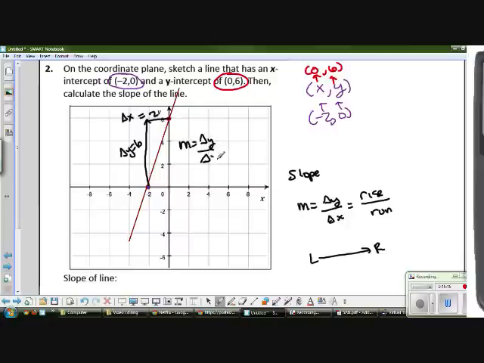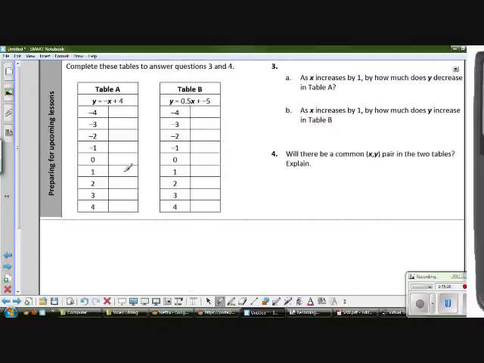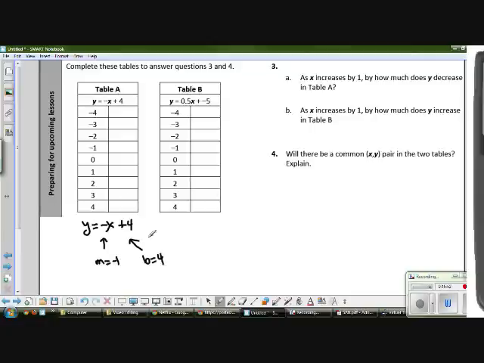Alright, so we're looking at these tables and answer questions 3 and 4. Well, I'm sorry, I need to complete the tables first and then answer questions 3 and 4. To complete these tables, I could just take these values and put them into my equation, but I'm not going to do that. I'm going to do a little interpretation of these equations first. Negative x plus 4 tells me my slope is going to be negative 1 and my y-intercept is going to be 4. My y-intercept occurs as x equals 0, which means that's 4. My slope tells me I'm losing one value each time. So that'd be 3, 2, 1, 0. Going backwards, it'd be 5, 6, 7, 8.